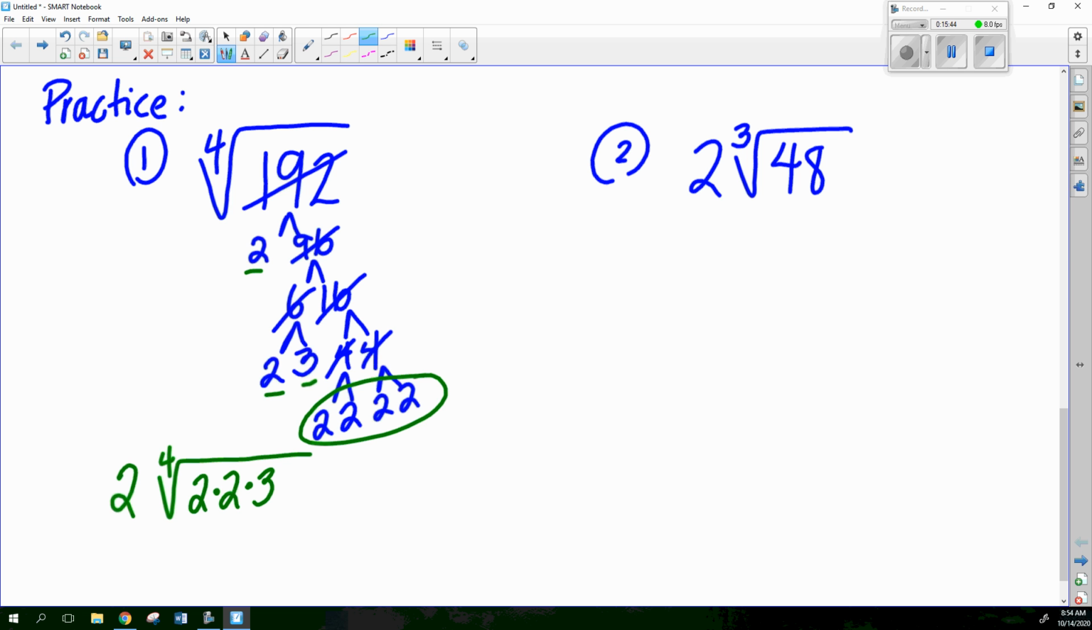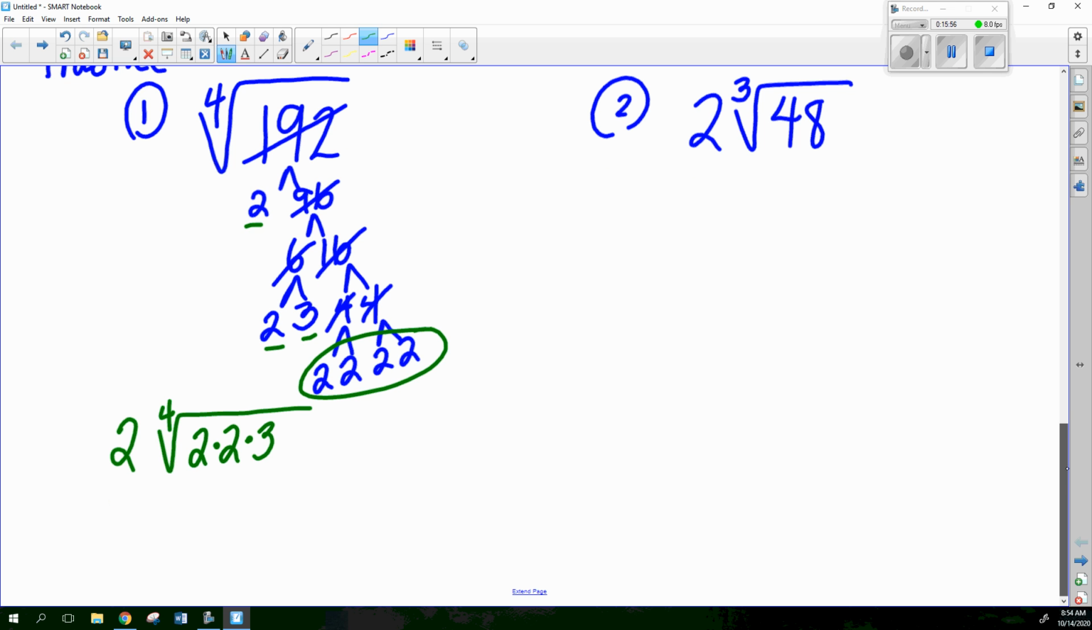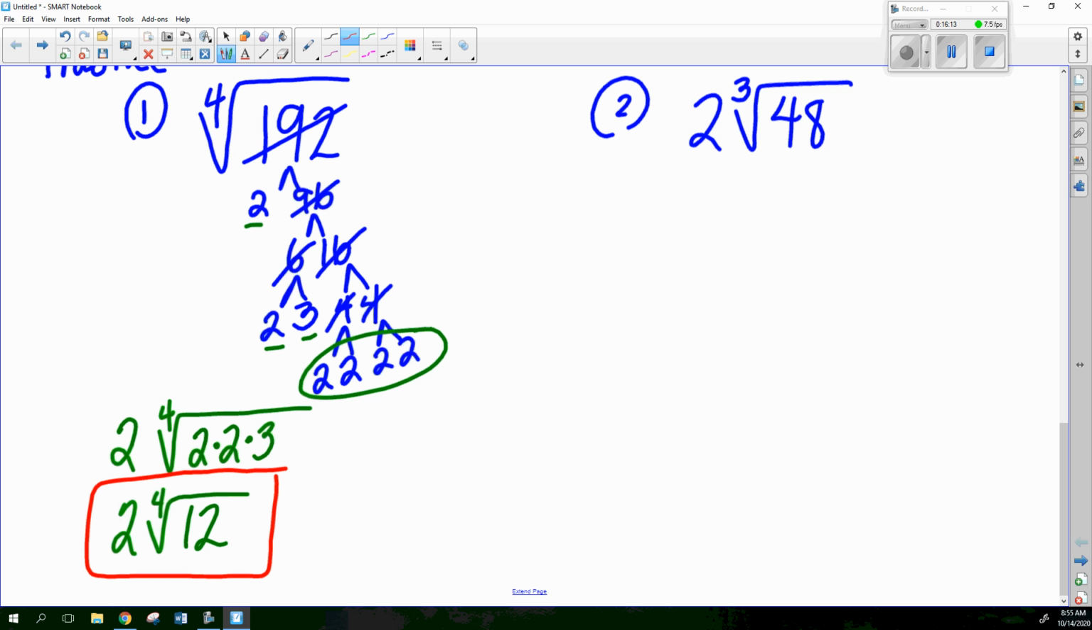Now, once you get used to this, you can multiply those together before you write it down. But you have to understand that anything that you don't circle goes back under, and it has to get multiplied back together. All right? So my final answer here has a 2 in front. It still has the 4th root. And then what's 2 times 2 times 3? 12. So that is my final answer. Questions?